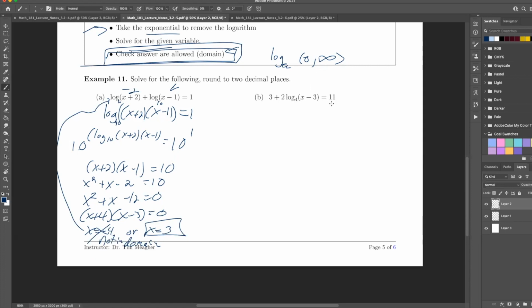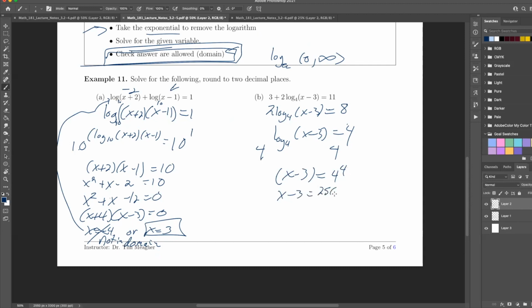Do the same thing here. We're going to try to get the log by itself. So here, I'm going to subtract the 3 over, so I'll have 2 log base 4 of x minus 3 equals 8. Divide by the 2, so I have log base 4 of x minus 3 equals 4. Then we're going to raise both sides to the power of 4. I usually don't write an extra step; I usually just put a 4 here and 4 here and say that's the exponential. So this gives me x minus 3 equals 4 to the 4th power, which means x minus 3 equals 256. That means x equals 259. Well, if we check it, 259 is going to make this positive, so you're okay.